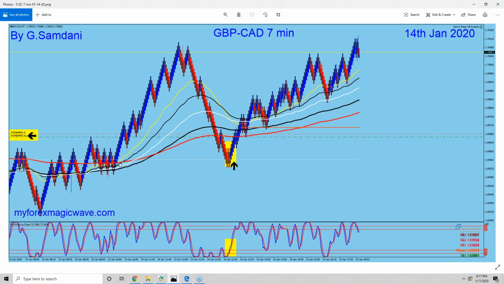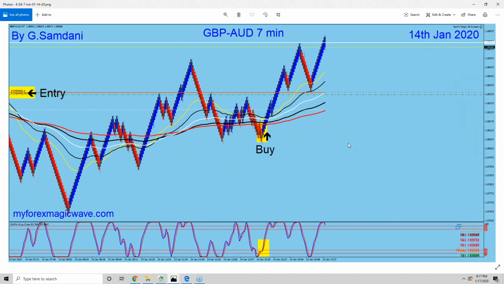And this daily open line always works. Not always, but most of the time, it acts as an SNR level. So it was nicely bouncing from here, and here we go, right? And the entry was on the 14th as well. This is the one again, the entry was on the 14th.